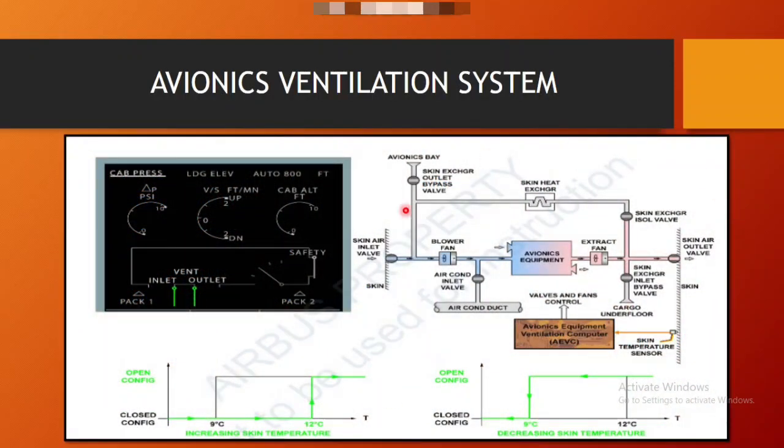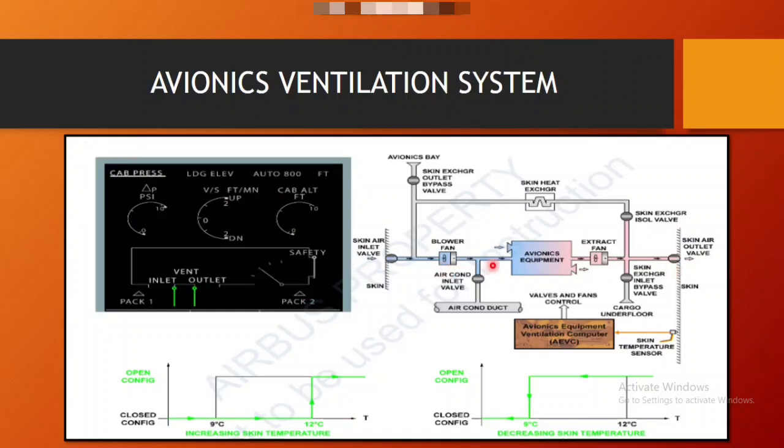So in open circuit configuration, this is your skin air inlet on the left side of the aircraft, and this is your skin air outlet on the right side of the aircraft. You will see this valve is open, air is going inside, the blower fan is rotating and sucking air, and it is going to the avionics equipment ventilation. Then the extractor fan will rotate and it will be blown out through the skin air outlet valve.